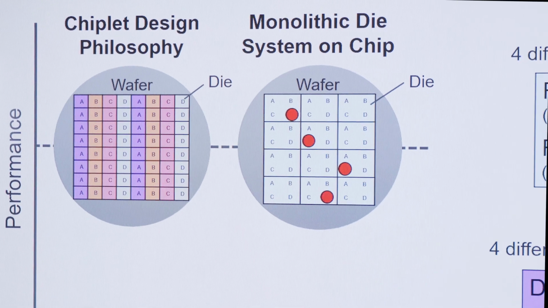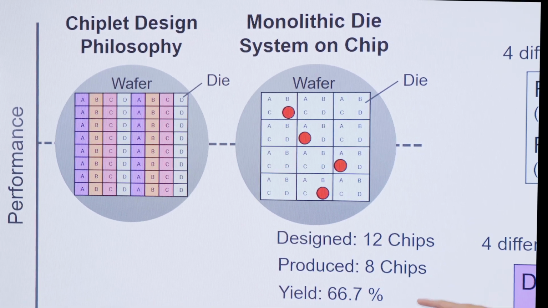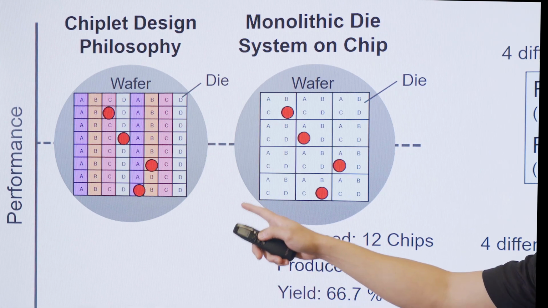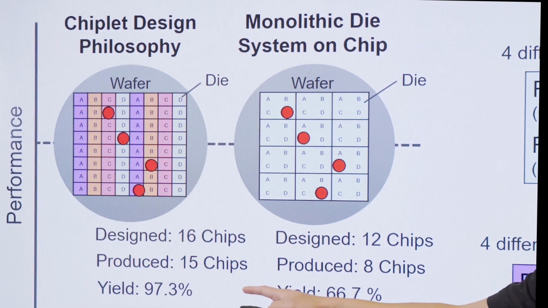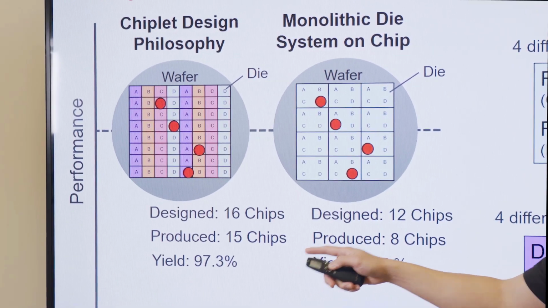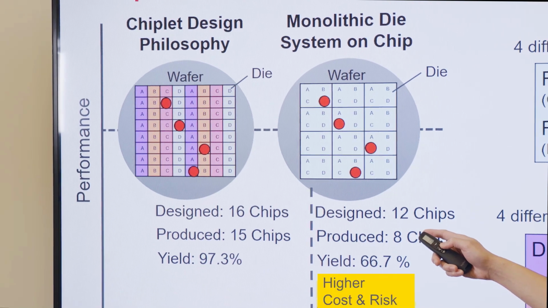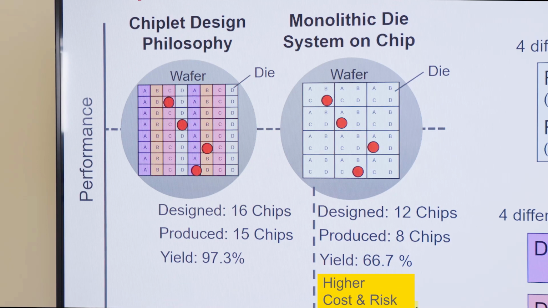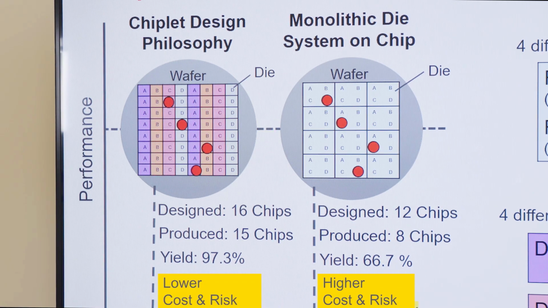Given four defects, we will see that the yield will be 66.7%. If we use the chiplet design philosophy, on the left, we will see the same four defects will give us a yield of 97.3%. This tells us that the traditional approach is of a higher cost and higher risk. That's why the chiplet design philosophy is increasingly adopted now, since it has a lower cost and lower risk.